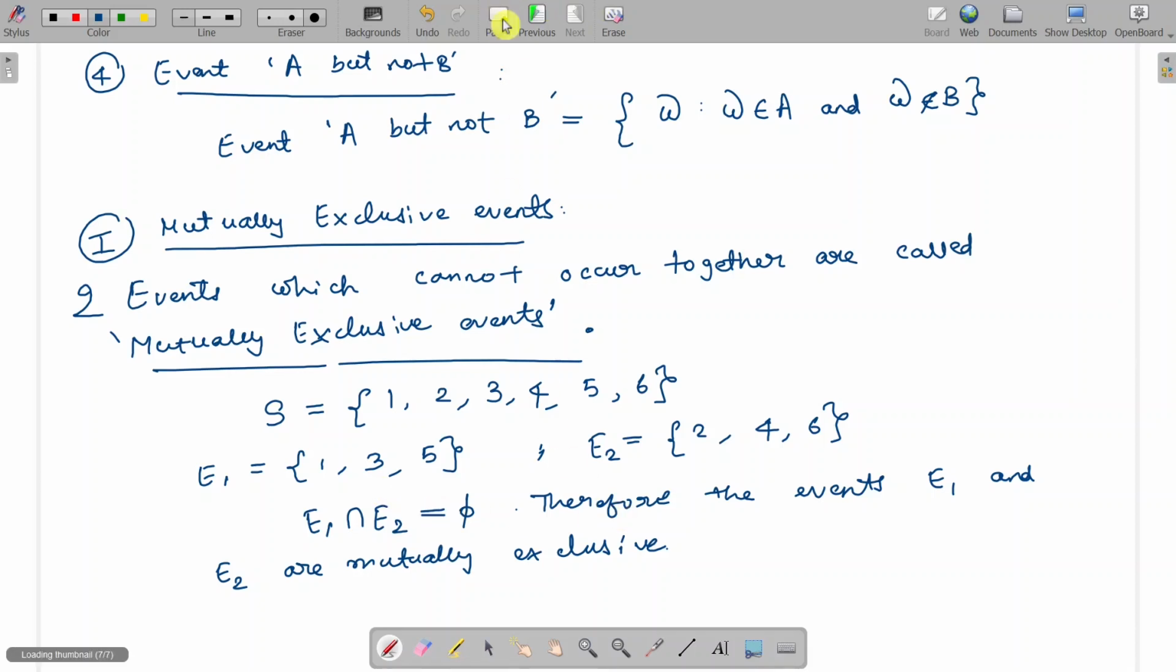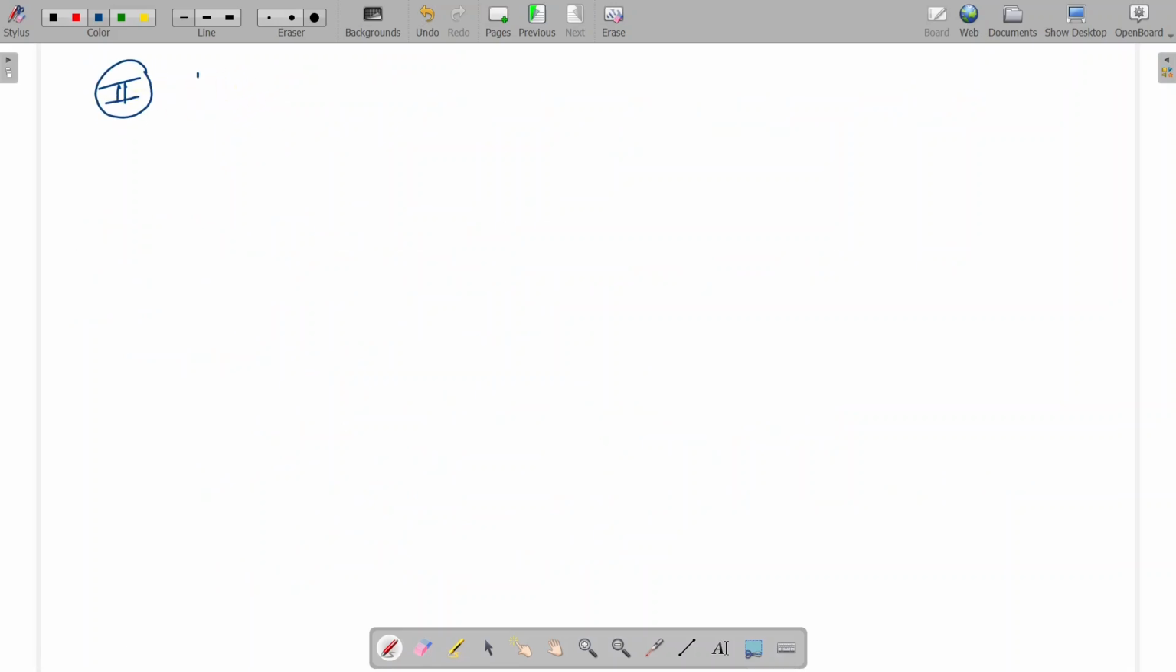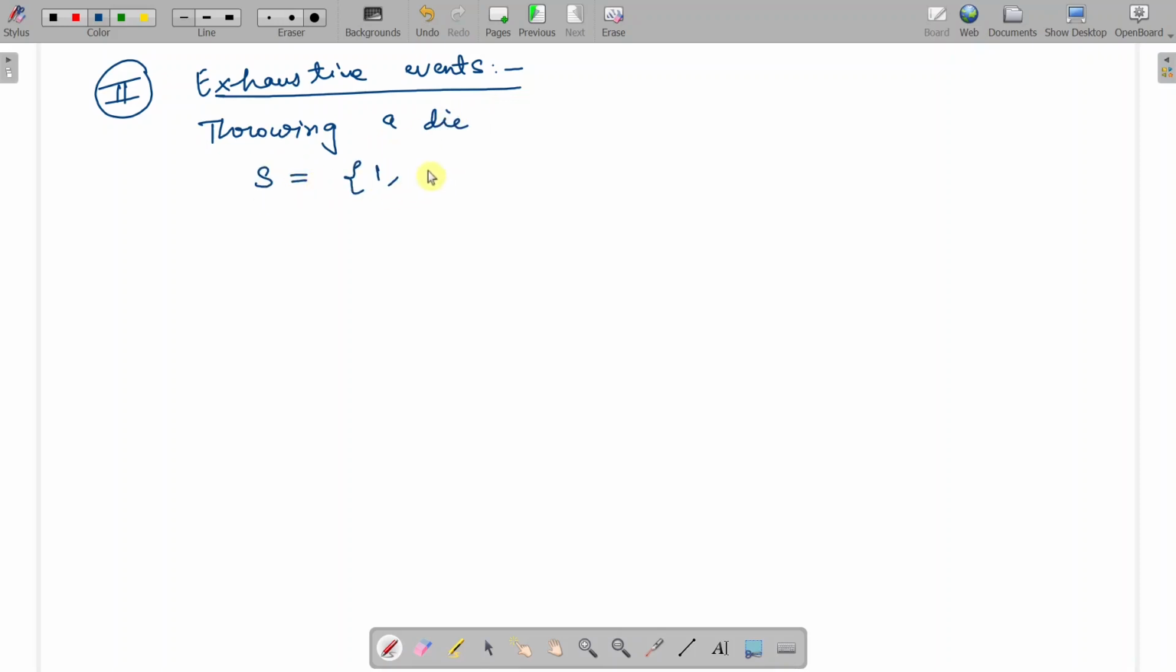So now let us go to the next type of special event, that is nothing but exhaustive events. We will take an example and look at the concept of exhaustive events. Let us take a random experiment first: throwing a die. The sample space will be 1, 2, 3, 4, 5, 6.